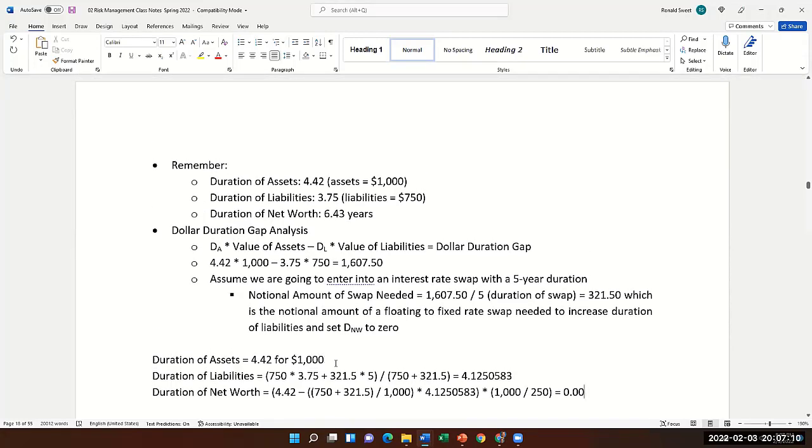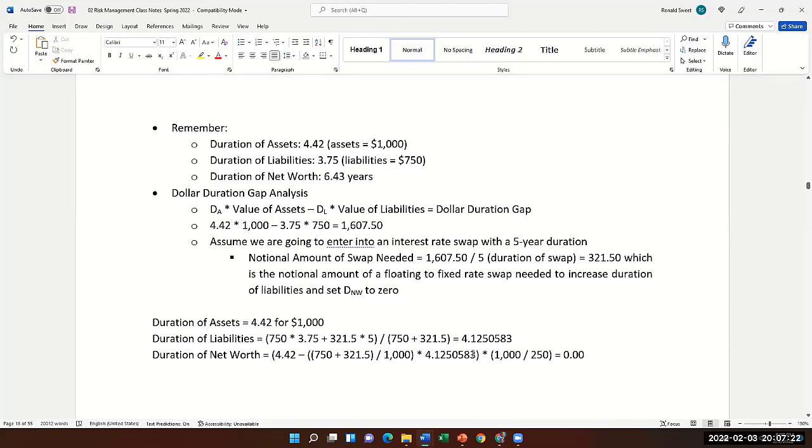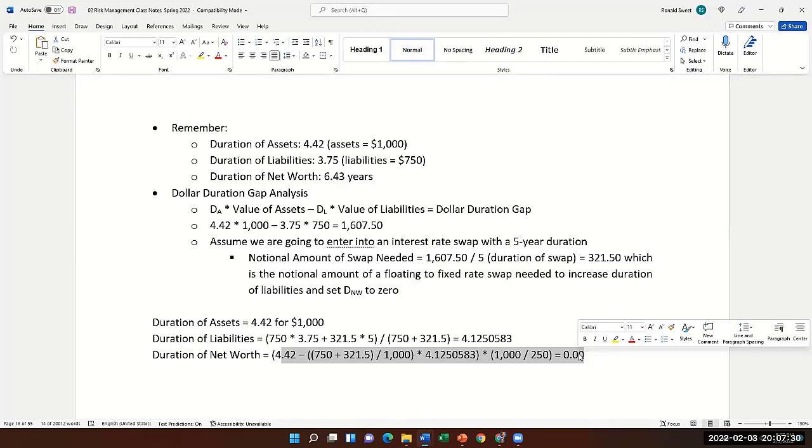So if they go out and enter a floating to fixed swap at 321 million notional amount with a duration of 5 years, if they do that, their balance sheet should be completely immunized to interest rate changes. They shouldn't care if rates rise or fall. They should be completely protected. Their duration of net worth is right at 0.